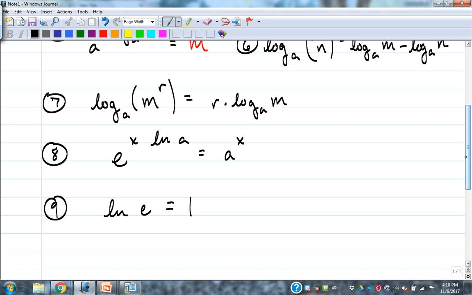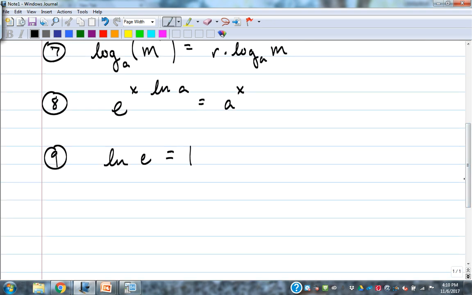All right. So we've got all those properties. We're going to practice using them a little bit as we go here and try to write the log as a sum or difference.